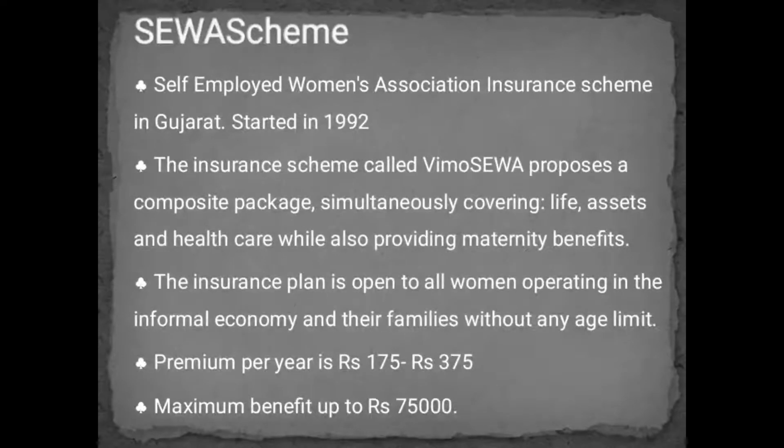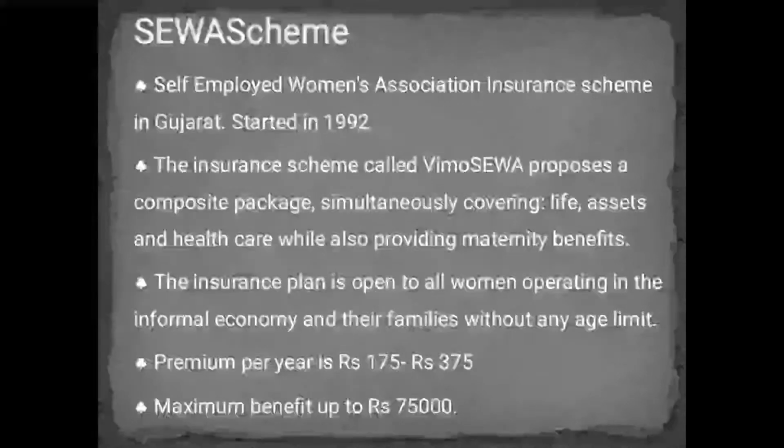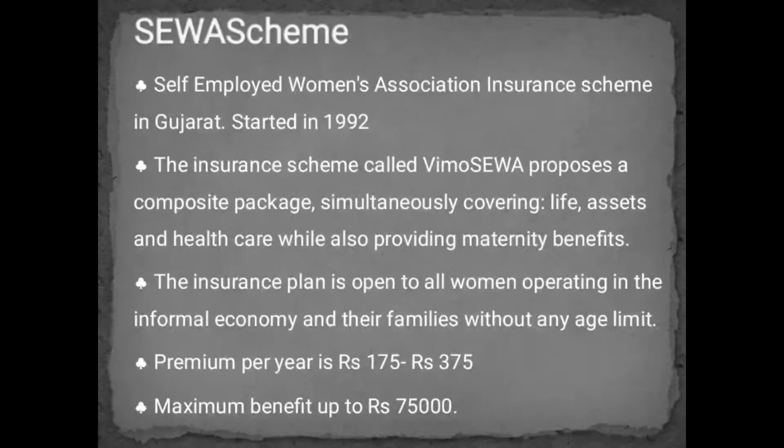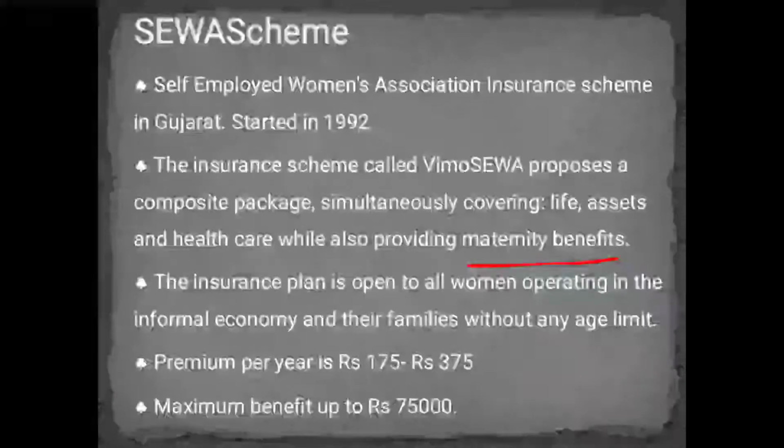Then another scheme, the Seva scheme. The Self-Employed Women's Association insurance scheme in Gujarat started in 1992. It's in Gujarat, and this scheme is for self-employed women. The insurance scheme called Vimo Seva proposes a composite package simultaneously covering life, assets and health care while also providing maternity benefits. So this looks after even the maternity benefits.